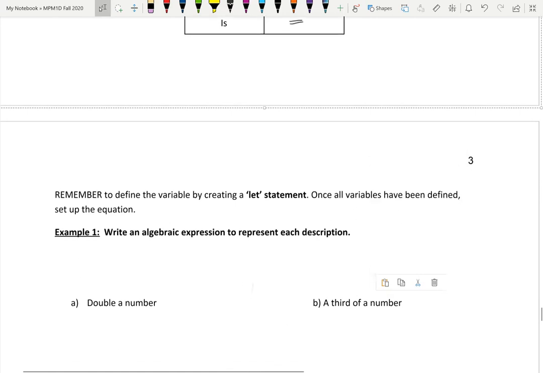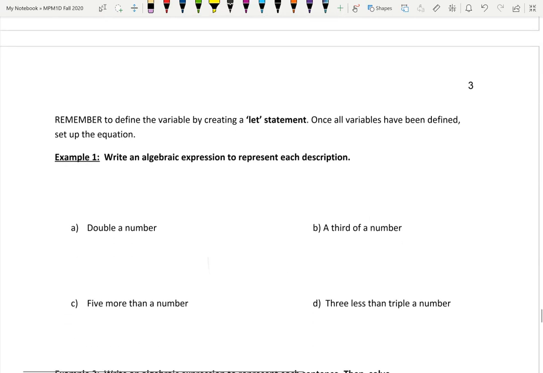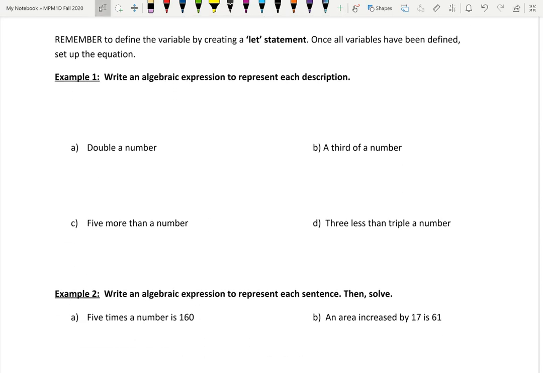Okay, and something else to remember, whenever you are converting words into an algebraic sentence, make sure that you start off with a let statement. We touched upon that last lesson, but we're going to practice writing let statements today. Okay, so example 1, write an algebraic expression to represent each description.